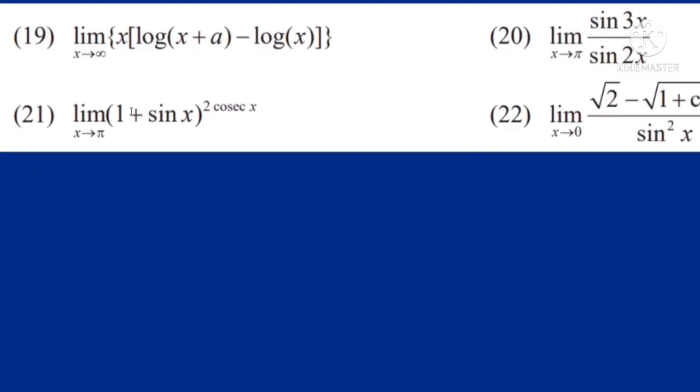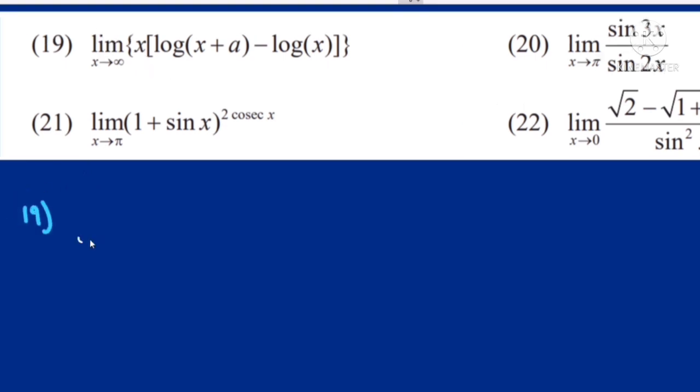19th question. Limit x tends to infinity, x log x plus a minus log x. We cannot apply the limit straight away. When you put x tends to infinity, it will become infinity into infinity. So let us bring this x to the denominator.